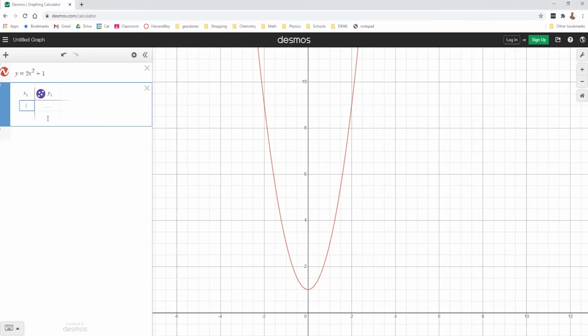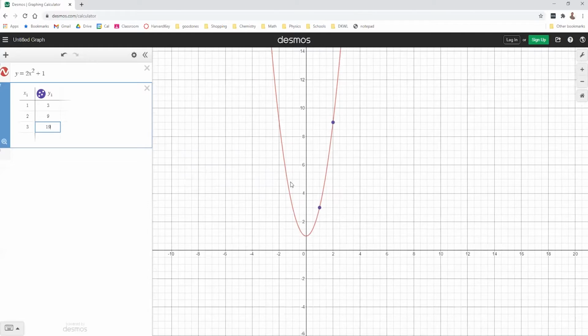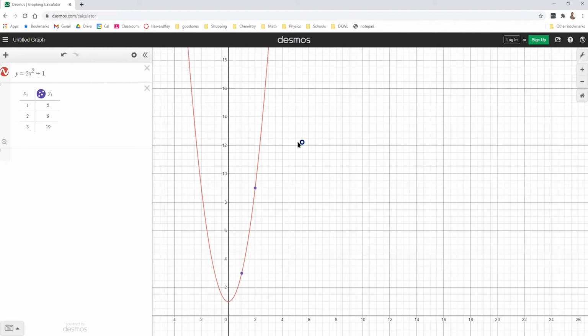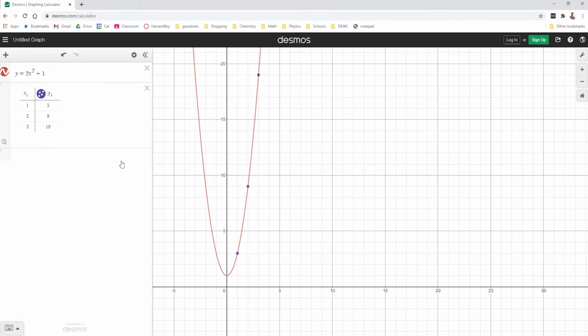So if I were to do that here, I'll get 1, and I'll put 3 here, then I'll get 2, I'll put 9 here, then I'll get 3, and I'll put 19 here. And let me zoom out a little bit, and you can see that all those points are there, right? You can see them in purple.